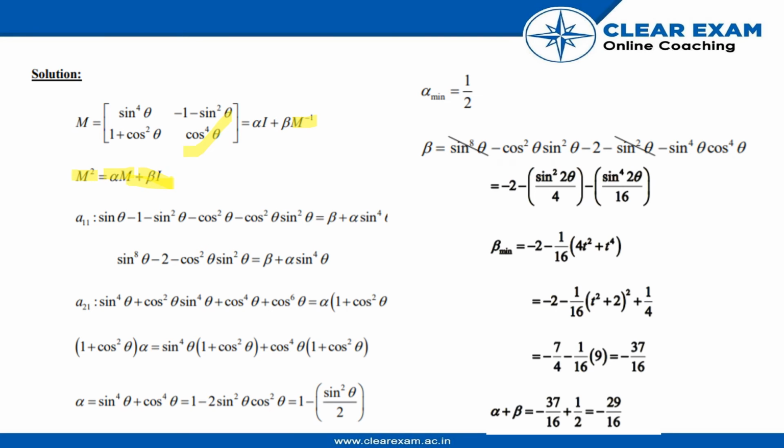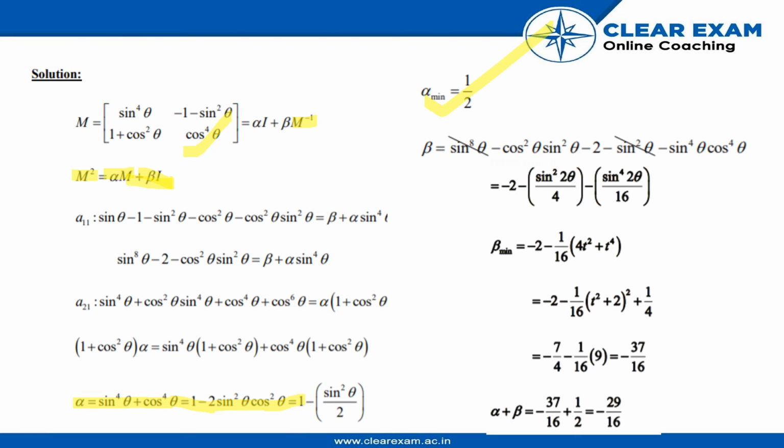So what we will get is a11 will become this, and a21 became this. So what you get, the condition for α is α = sin⁴θ + cos⁴θ = 1 − 2 sin²θ cos²θ, which becomes this. So α minimum will become 1/2. Similarly, we will solve for β.